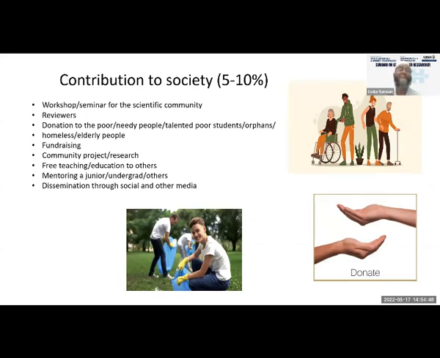Donation to the poor, needy people, talented poor students, orphans, homeless, elderly people. Wherever possible, if you cannot donate 100, you can donate 1 ringgit, $1, whatever is possible. I think you should try to help your society, those who are the needy people. Fundraising, community projects, research, free teaching. As you know, we are giving this type of free teaching for the community.